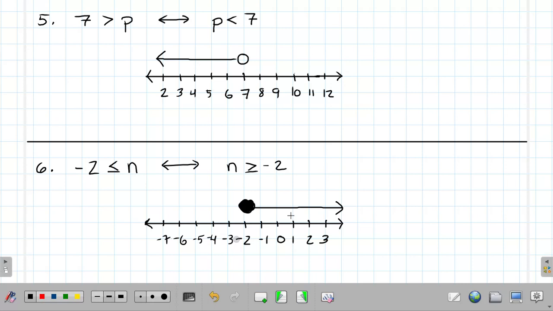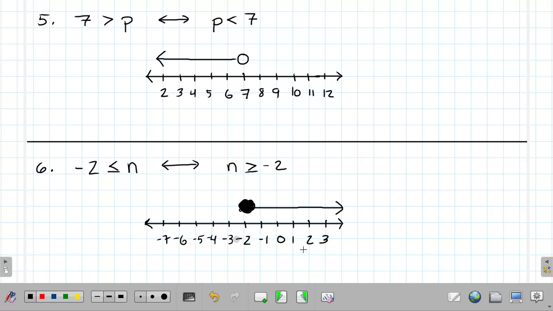So -1, 0, 1, 2, 3, on and on and on. We can't go to infinity, but the numbers just keep getting bigger and bigger and bigger. So you get a million, a billion, a trillion. Any number that's over here. That includes things like 1/2, 1.5, 2.5, 3.5. All these numbers that are on this number line to the right of -2 are answers to this inequality. Okay.